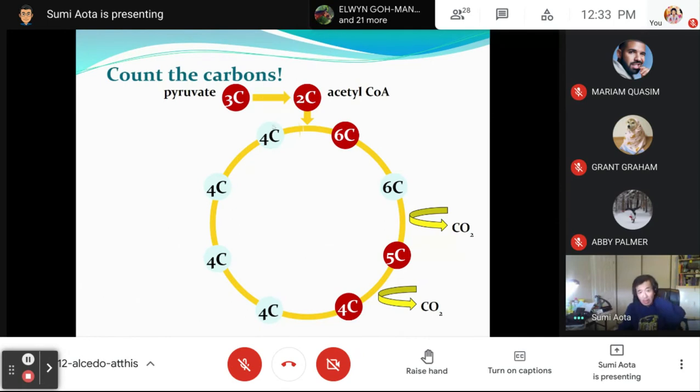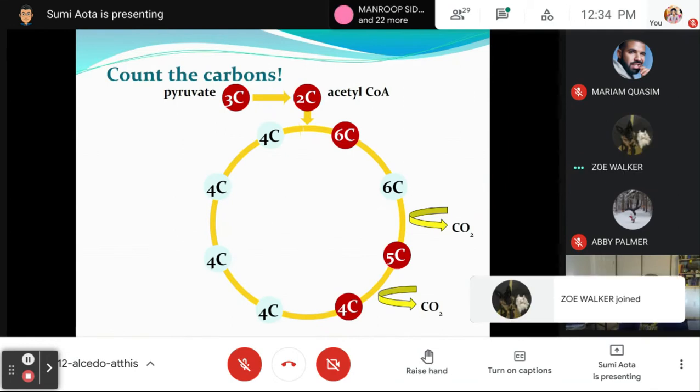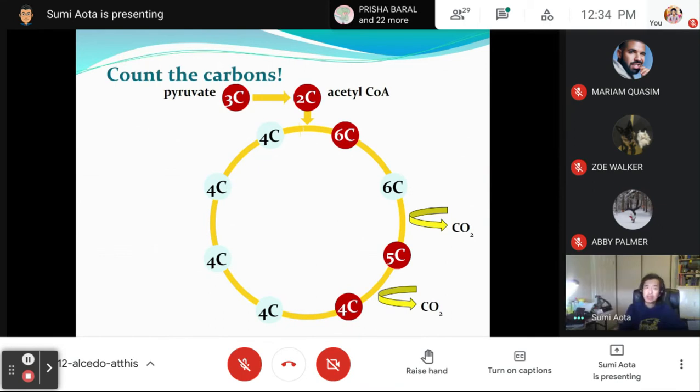Now, that 2-carbon acetyl coenzyme A enters this cycle, and this cycle is called the Krebs cycle. The cycle starts with a 4-carbon molecule. The 4-carbon molecule is called oxaloacetate, which is also known as OAA. Okay, so when you take a 4-carbon molecule and add a 2-carbon molecule to it, you end up with a 6-carbon molecule. And this 6-carbon molecule is what we call citrate.